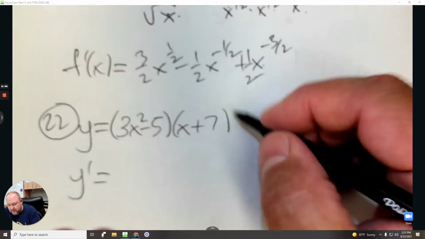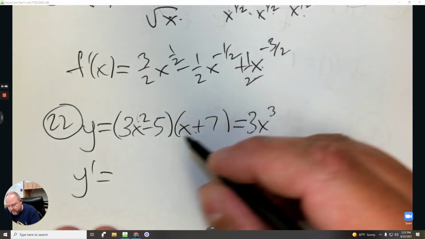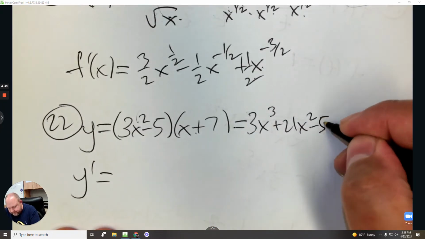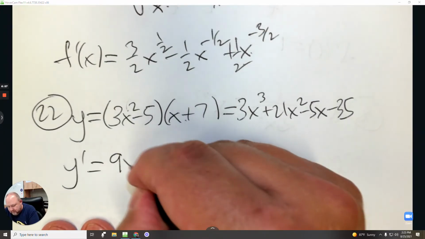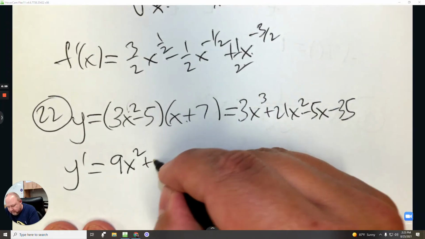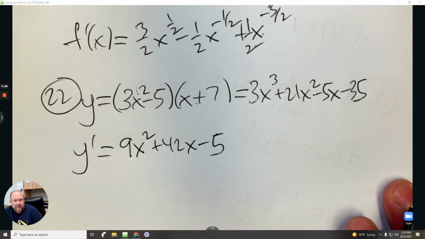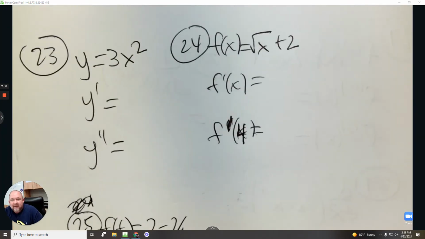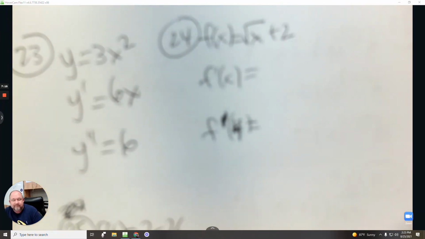22, we're going to multiply it out, distribute, first times first, outer, inner, last, and now we're going to do the power rule. 3 times 3, 2 times 21, and then minus 5x, and you've taken the derivative. 23, I got that. The derivative is 6x, and the second derivative would be 6.